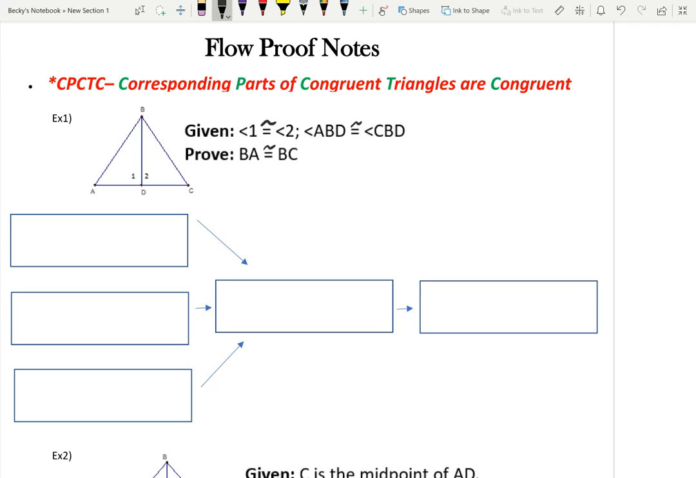So angle 1 is congruent to angle 2. Angle 1 and 2 are congruent. In angle ABD, let's connect the dots. ABD, the vertex is at B. We'll put 2 slashes there. It's congruent to CBD.